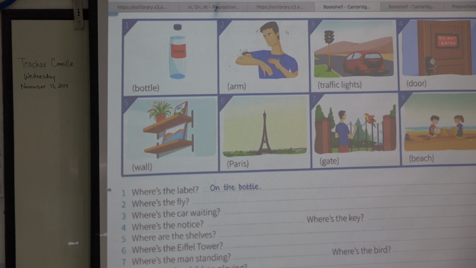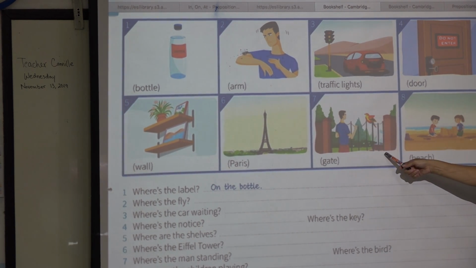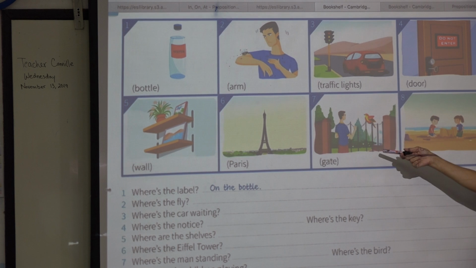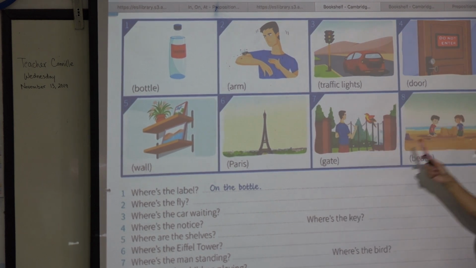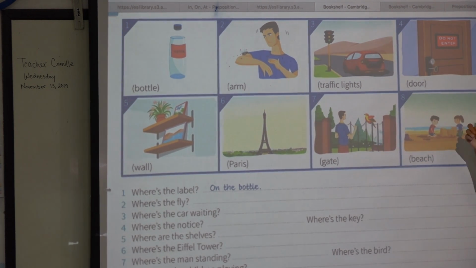Where's Paris? In Paris. I mean, where's the Eiffel Tower? In Paris. And number seven, where's the man standing? At the gate. Good. And where's the bird? On the gate. Good. And what about number eight? Where are the children playing?